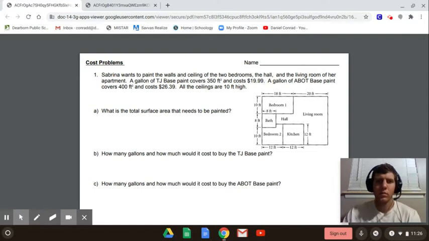Okay, so we're revisiting the area cost problems. We did problems 1 and 2 together in class, and then you guys worked on 3, 5, 6, 7, 8, and 9 last week. But we're coming back to it because we got a lot of them wrong.